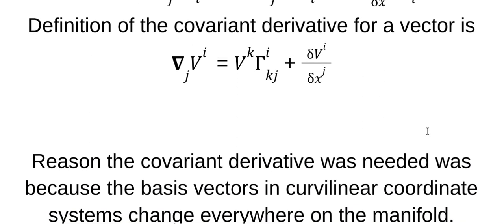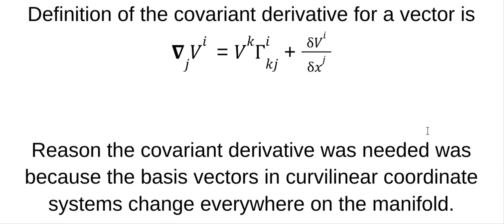So the reason the covariant derivative was needed was because the basis vectors in curvilinear coordinate systems change everywhere in the manifold. So if you just take this directional derivative without worrying about the basis vectors, you're not going to get the right answer. So that's actually why this was derived to start with.